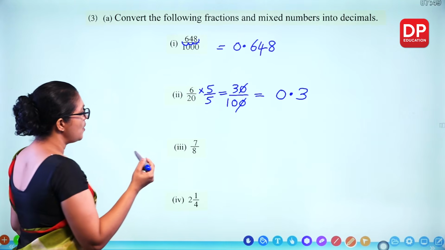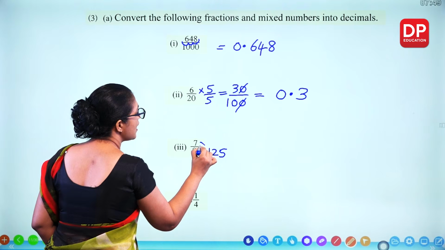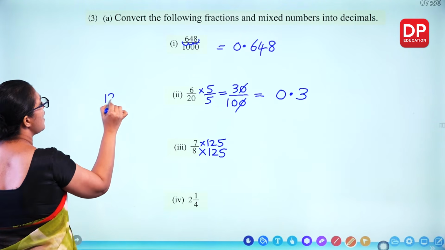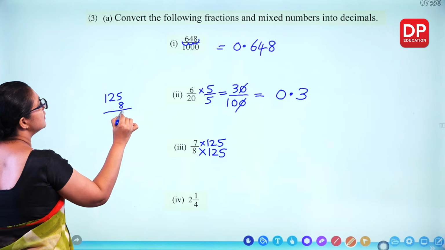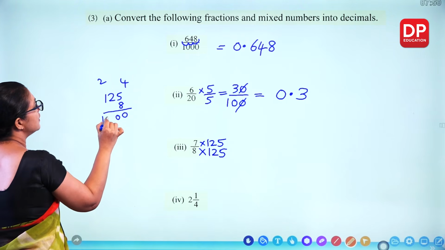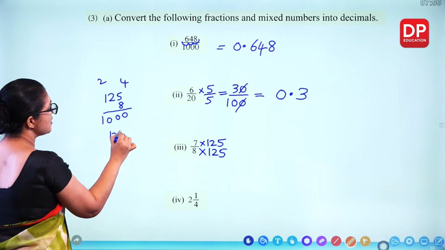7/8. We know that when you multiply by 125, you get 1000. 8 times 125, that's 1000. So what's 7 times 125?